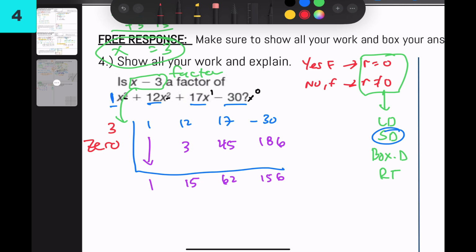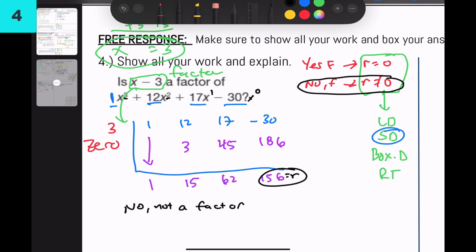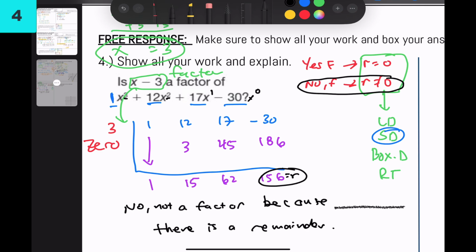Now all you need to know is this is my remainder. And this would match this one. So no, not a factor, because there is a remainder. Remember when you graph this, we are saying 3, 156, something like that. And then the graph doesn't touch the x-axis, okay?